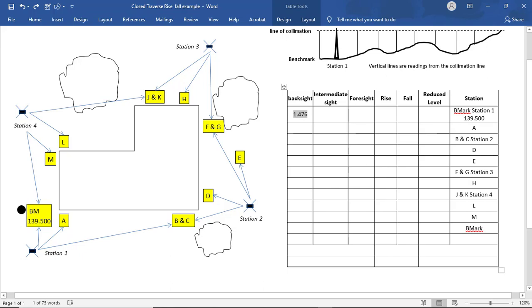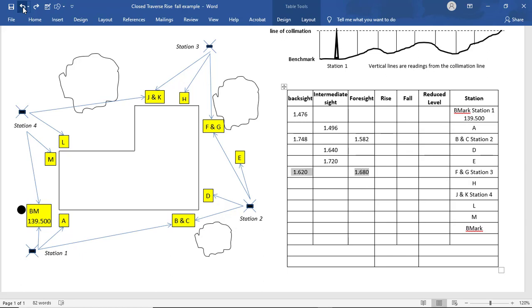There it is there. Now we do the intermediate reading, which is A. Then we do a foresight, which is B. Then we move to the next station, and our backsight is on the same line because B and C are the same, at the same place. They're the link between the stations. Then we do the intermediate sights. Then we do the foresight.